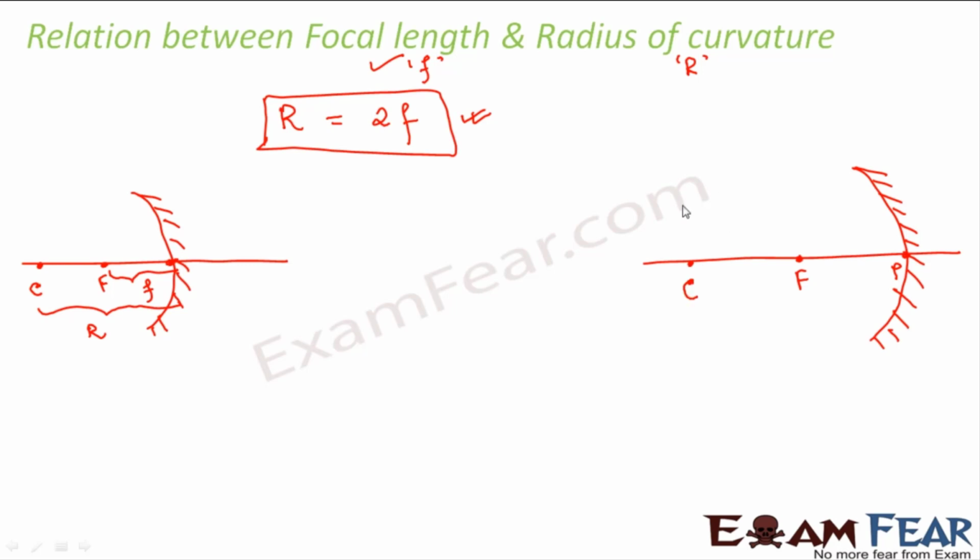of curvature. Let us suppose this is an incident ray. When it strikes the mirror, it gets reflected, and then a reflected ray passes this way. There is another ray which passes through this center of curvature. Now let us suppose that this angle is theta. This angle is also theta. So what will be this angle?